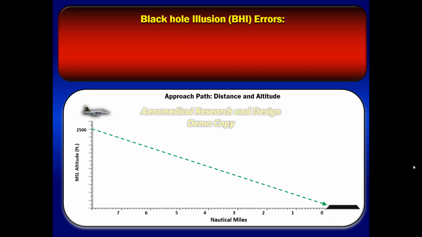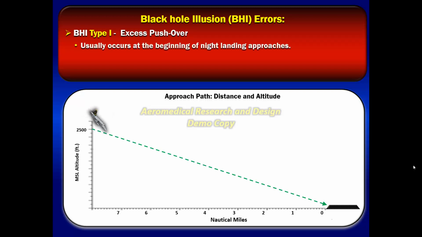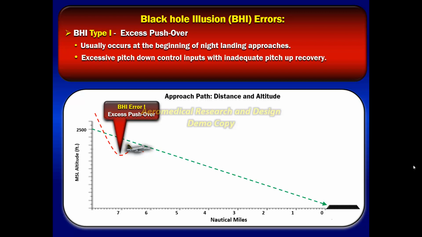Investigators have documented that low and fast night approaches are frequently caused by 3 types of sequential misperceptions that generate a combination of black hole control input errors. The first type of error, referred to as excess pushover, usually occurs at the beginning of a night landing approach when an aircraft is first transitioning from a wings level to nose-down attitude. Research data indicates that during approach initiation, there is often a tendency for pilots to use excessive pitch-down control inputs that are followed with inadequate pitch-up recovery. This type of error typically lasts for only a few seconds.